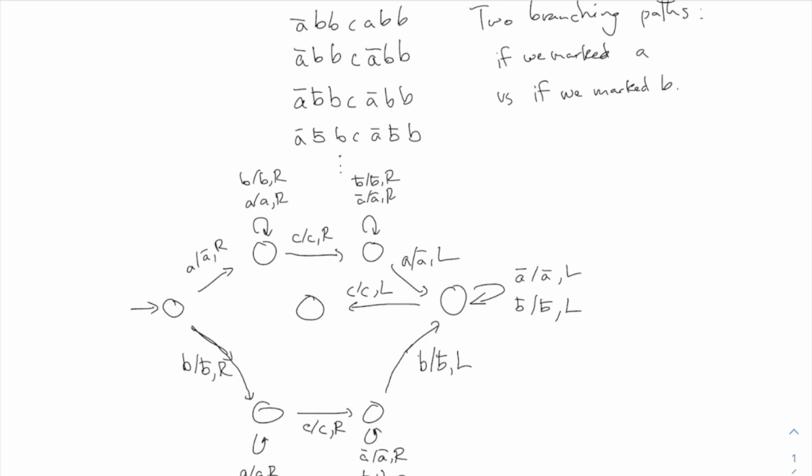This goes down here. All right, on here, I have to move. So after the C, I'm going to continue moving to the left, like over here, through some unmarked letters. So this will be A A L, B B L. And then finally, when I see something which is marked, that's how I know I'm back to the beginning. So I'm going to go A bar R or B bar R.